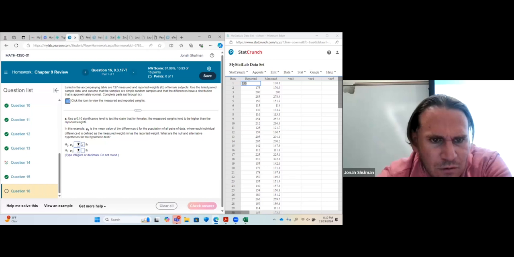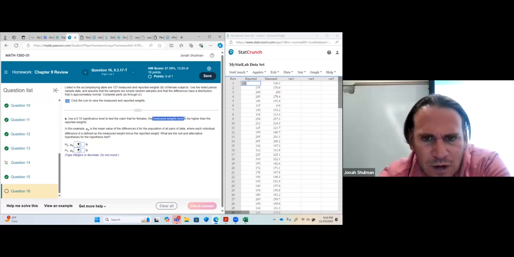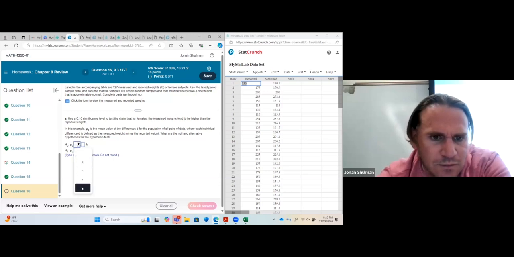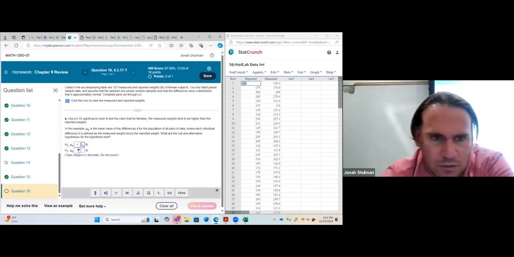So here we go. Difference in the population pairs defined by this. So what are we doing? What's the claim? The claim is the measured weights are higher. So females are tending to report higher weights. So the null is equal to 0 pounds, so no change. The difference, if it's higher, should be greater than 0. Let's see.